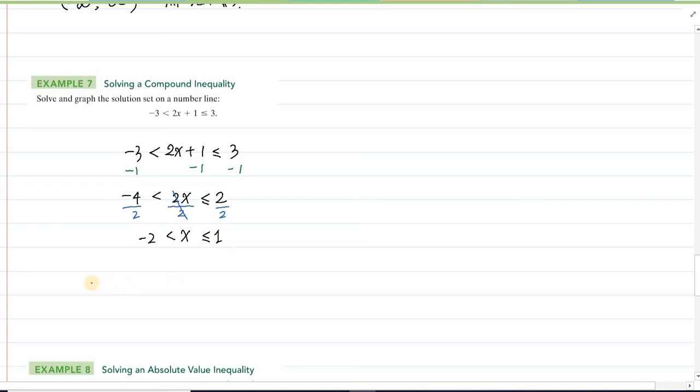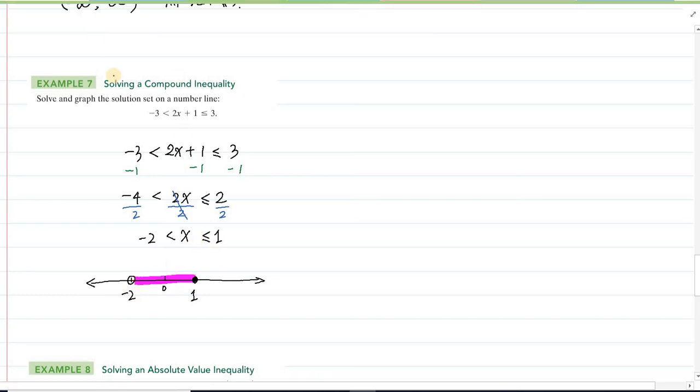Once we have this, we're going to put this on the number line. We're going to have negative 2, we'll have a 0 right here, and then we're going to have 1 right here. For x greater than negative 2, we know this is an open circle. Less than or equal to 1 means a solid circle. So my solution is in between.